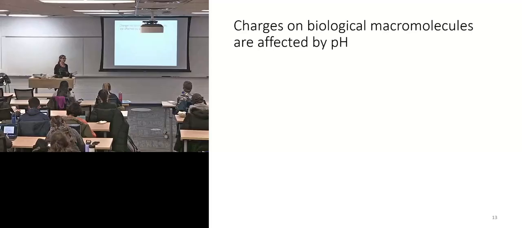Switching gears a little bit away from acids and bases, where I'm making some solution in the lab and I want to buffer HCl. That's not quite as practical in the body. So what we want to talk about now is what differences in pH do to actual macromolecules.